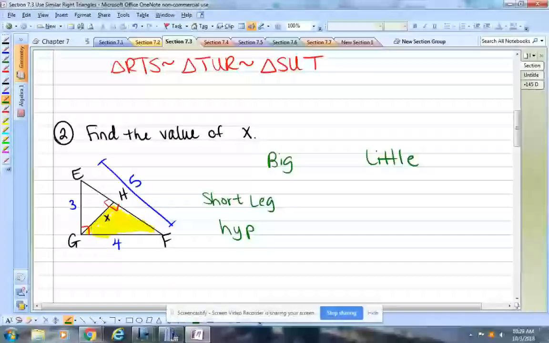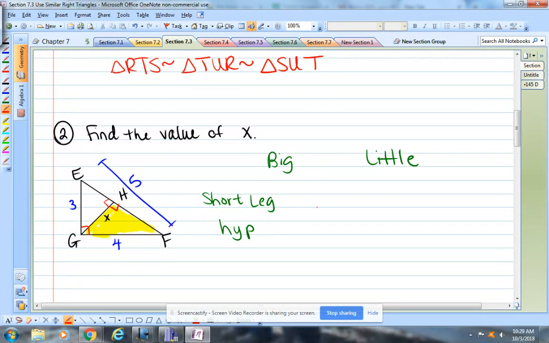Okay, so I'm going to fill in a proportion, and I've just labeled everything. So when I do my proportion, everything in my first fraction is coming from my big triangle. Everything in my second fraction will be coming from that small yellow triangle. Okay? So in the big triangle, what's the length of the shortest leg? 3. Over, what's the length of my hypotenuse in the big triangle? 5. Okay, so everything in my first fraction came from the big triangle.